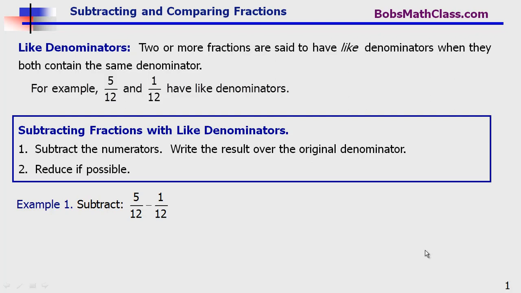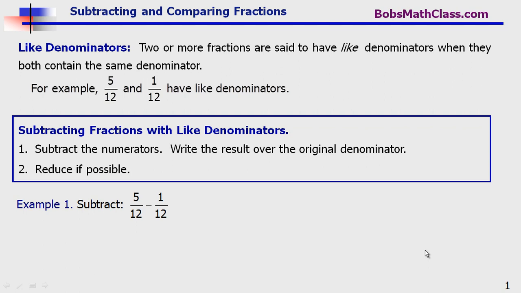Subtracting and comparing fractions. Like denominators. Two or more fractions are said to have like denominators when they both contain the same denominator. For example, 5 over 12 and 1 over 12 have like denominators. They have the same denominator, so they're called like denominators. They're both the same.